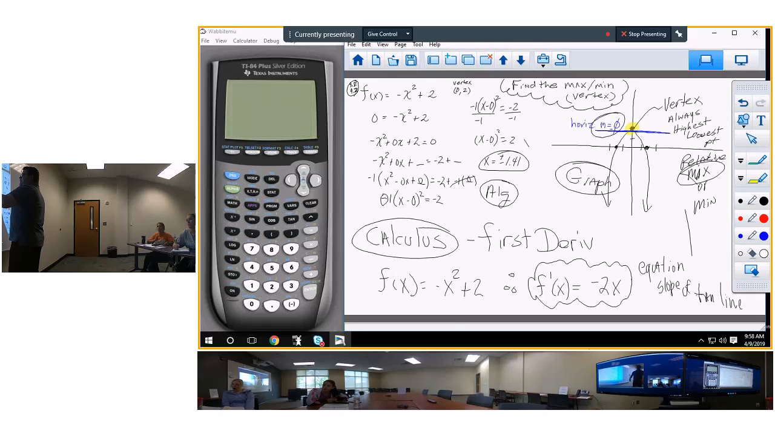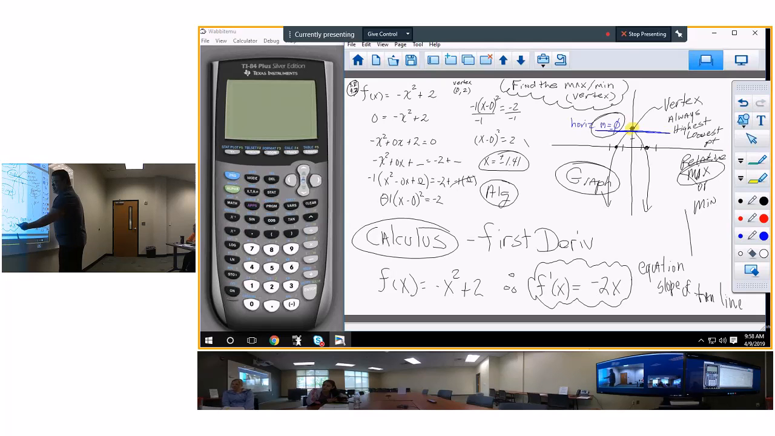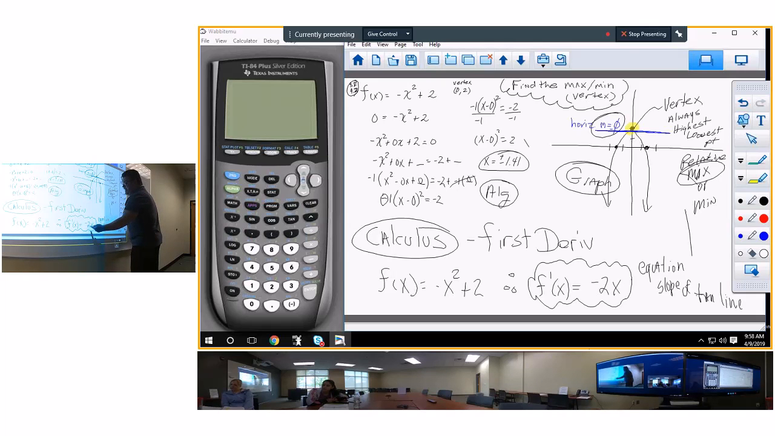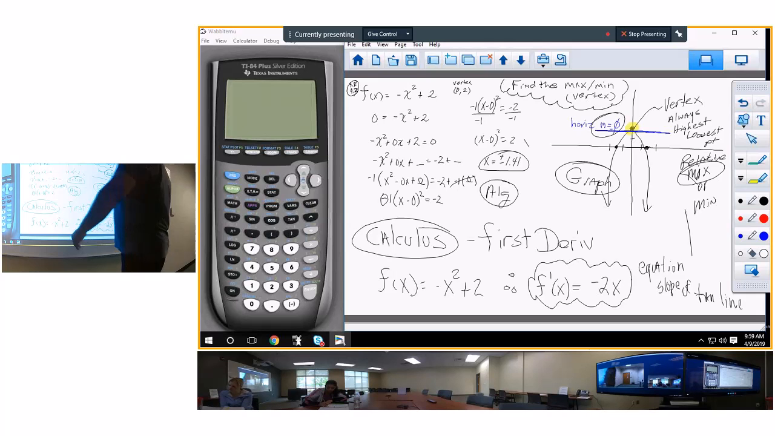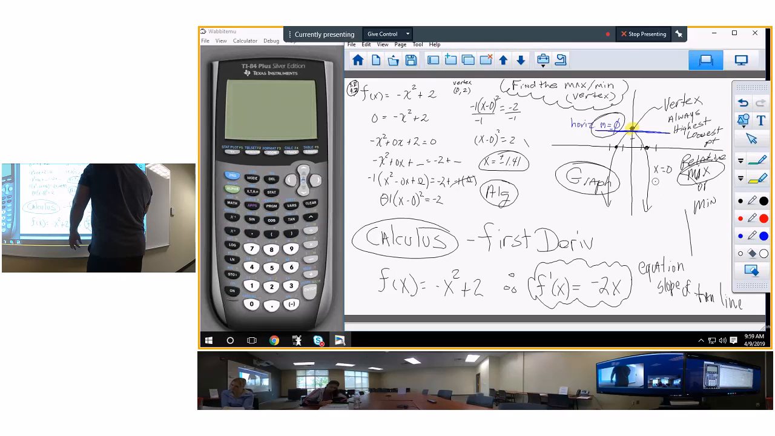0. If the equation of the slope of the tangent line is negative 2x, and you know that the slope of the tangent line at the vertex is always 0, then I'm going to set negative 2x equal to what? 0. So let's do that, and you get x is equal to 0. What do you do there? Well, you know at that point that the point at x is equal to 0 is your max or min. I'll get to that in just a minute.